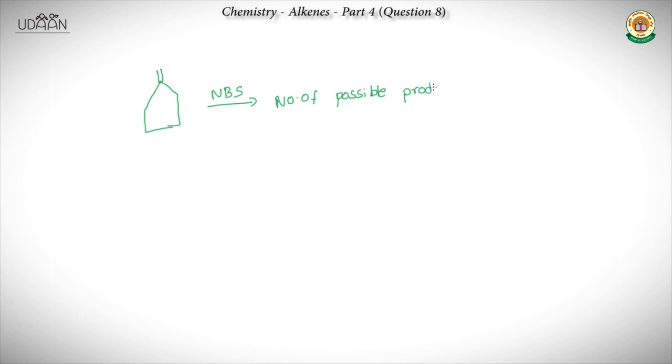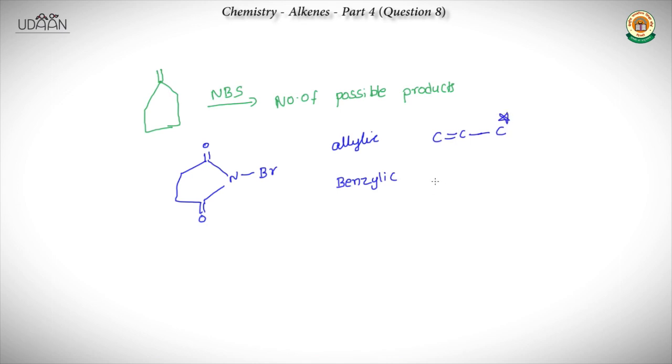So first look into the mechanism of it. NBS, the structure is, as I've already told you, C double bond O, C double bond O, N, Br. It's very good at producing a free radical at allylic or benzylic positions. I'll tell you what these positions are. Allylic position is next to C double bond C, this one. This position is called the allylic position, whereas benzylic is next to Ph C, this position. This is allylic and this is benzylic.